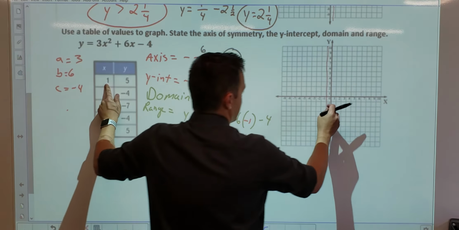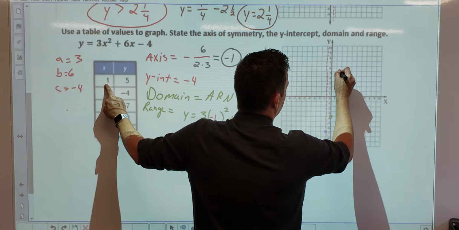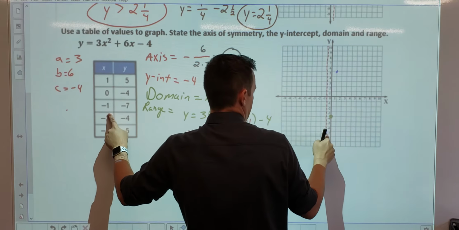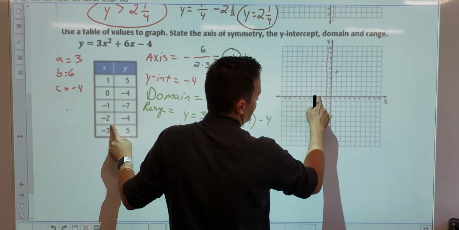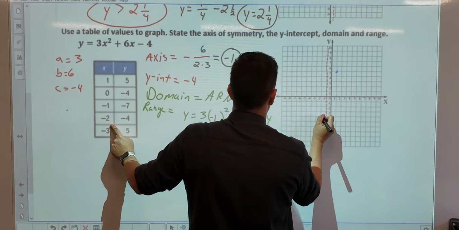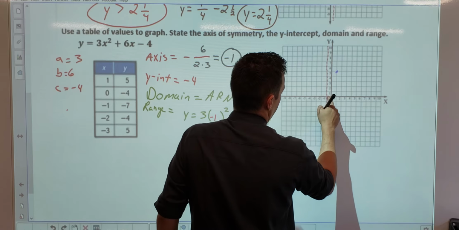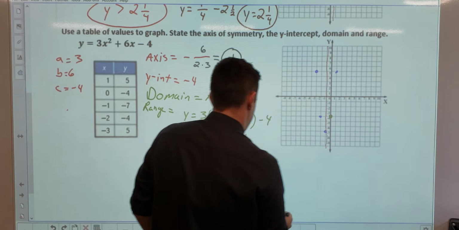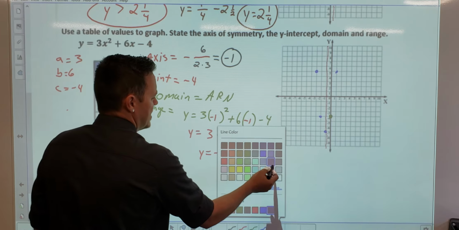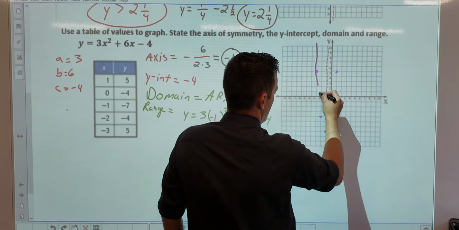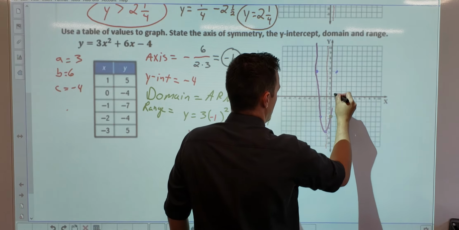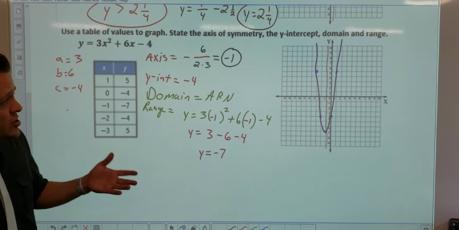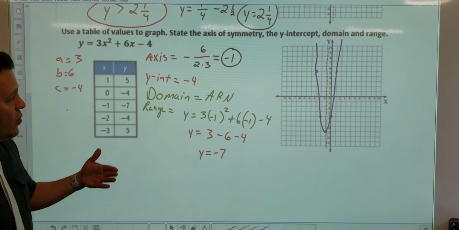Matter of fact, if you want to graph the rest of the points, you can. 1 over 5 up. Okay, and then we got 0, -4, we've already got that. 1, -1, -7, -2, -4, and then we have -3, 5. 1, 2, 3, 5. All right, perfect symmetry there. And then you would connect the dots. All right, something like that. I can always do it better going back up. There's your graph. Now you have to ask yourself, what is the range?